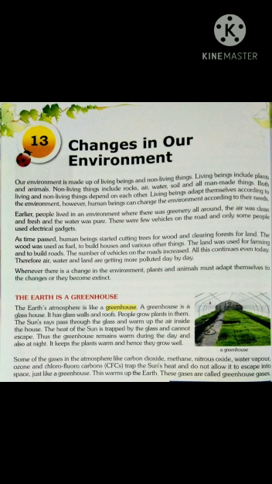The earth's atmosphere is like a greenhouse. A greenhouse is a glass house. It has glass walls and roofs. People grow plants in them. The sun's rays pass through the glass and warm up the air inside the house. The heat of the sun is trapped by the glass and cannot escape. Thus, the greenhouse remains warm during the day and also at night. It keeps the plants warm and hence they grow well.